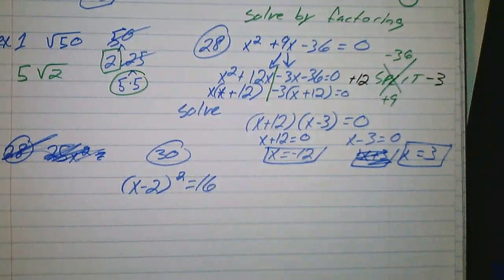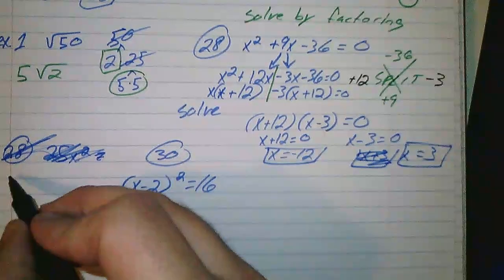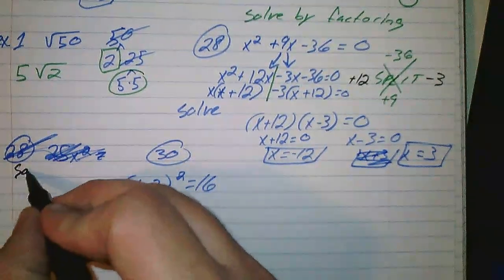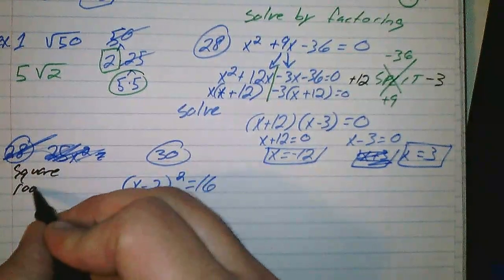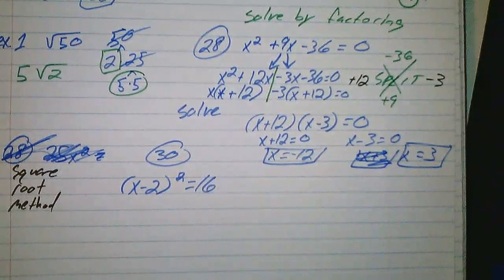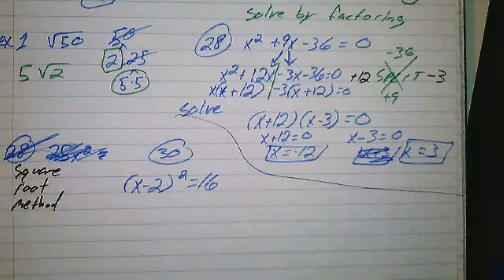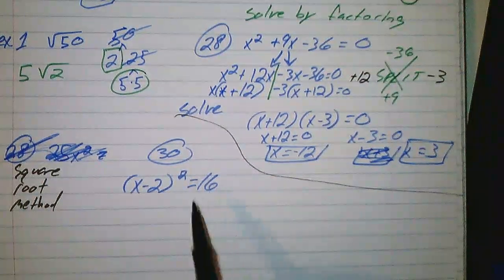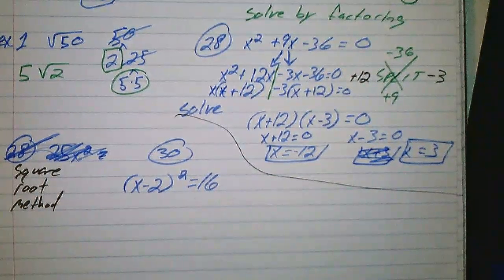The last one we'll look at in this video is number 30, in which we are asked to solve using the square root method. So we'll look at 30 here. I have a binomial squared equals 16. So x minus 2 squared equals 16.